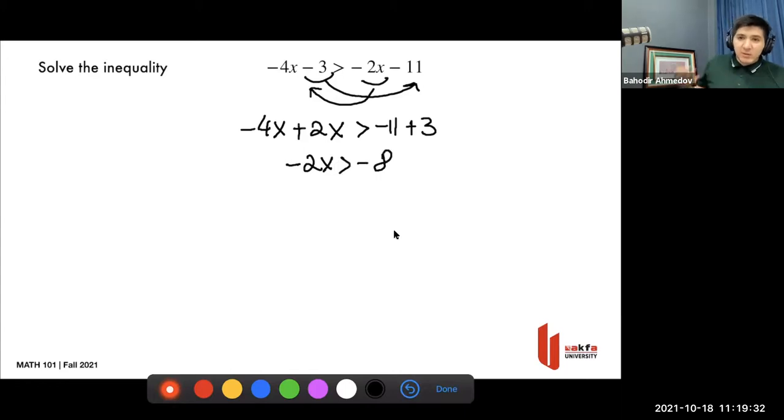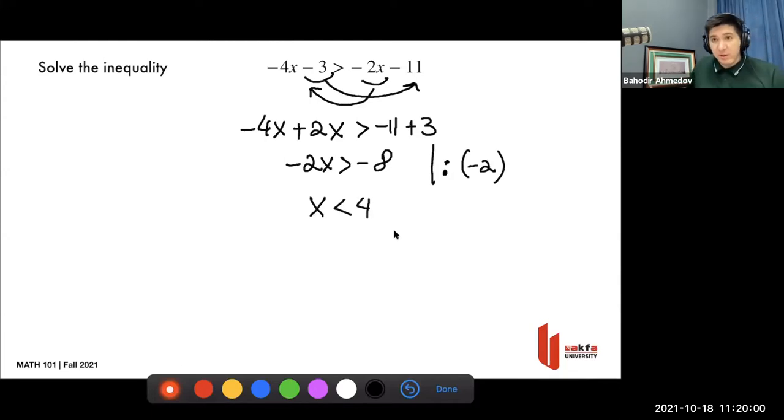Now we need to get rid of this -2 in front of the x. So I'm just going to divide everything by -2. But since we're dividing everything by a negative number, the sign of inequality is also going to be reversed. If you have this greater sign, it becomes a less sign. So it becomes x is less than 4, not greater than 4.